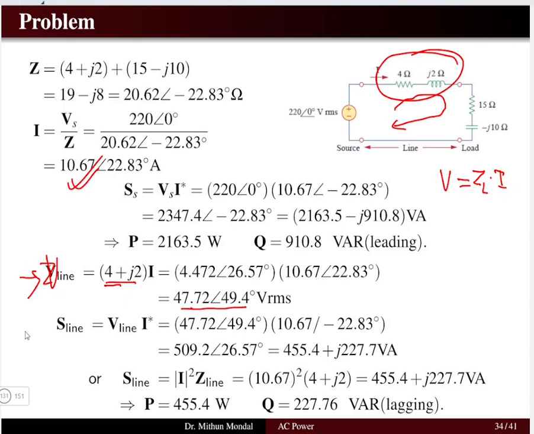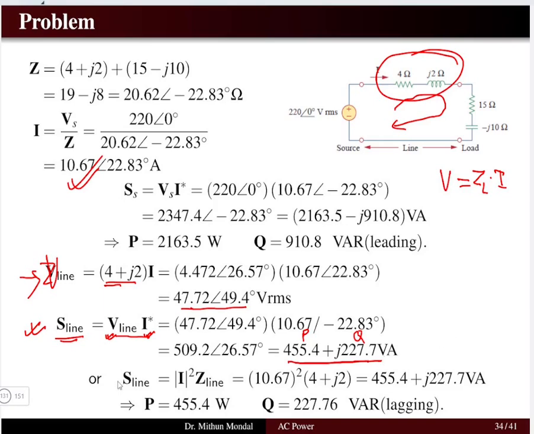It means we can calculate the complex power of the line, which is voltage multiplied by the current conjugate. The only difference is that you take the line voltage here. The current is the same because it is a series circuit. From the rectangular form of the power, we can obtain the real power and the reactive power. 455.4 is the real power and 227.7 is the reactive power.